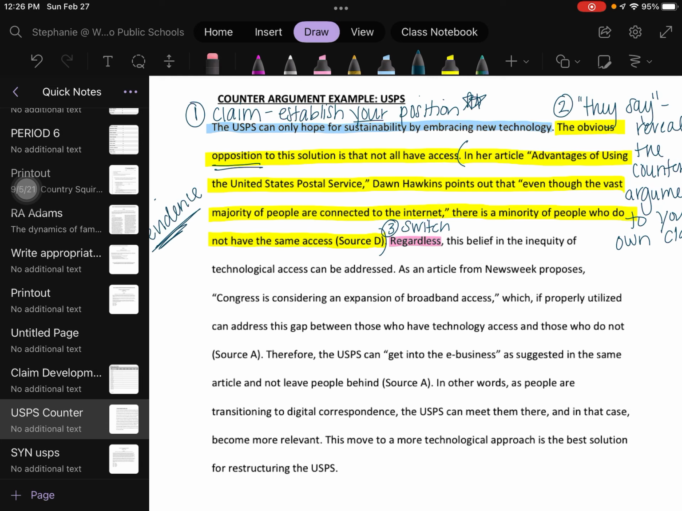All of those are good examples of a word or phrase that signals to the reader that yes, I've told you what my opposition says, but now we're going to switch it and we're going to develop what I wanted to say. So the third part in the structure of a counterargument is this idea of a switch.